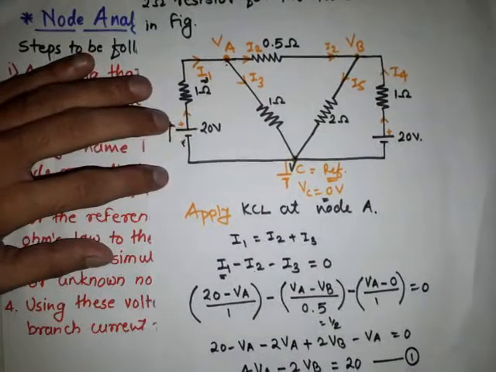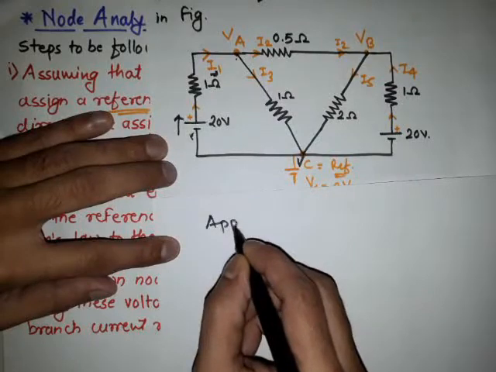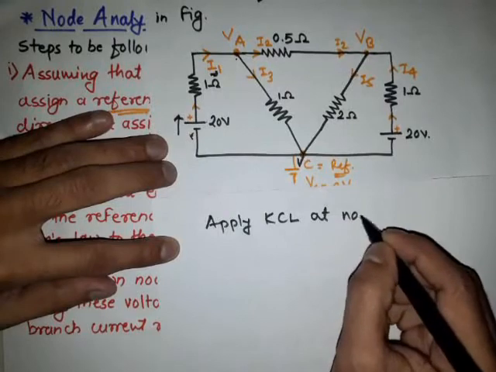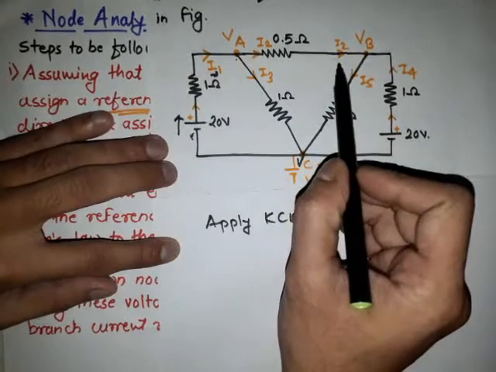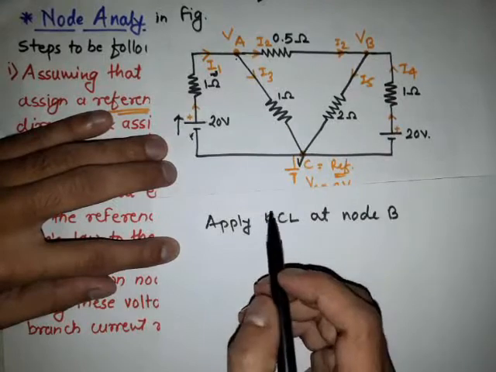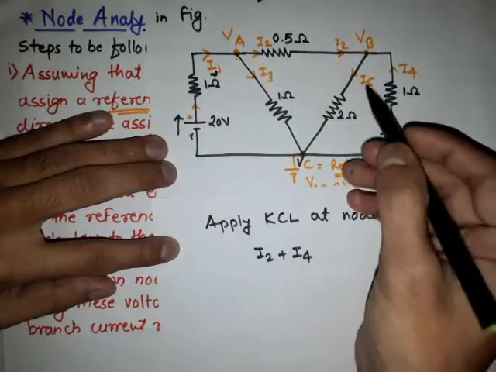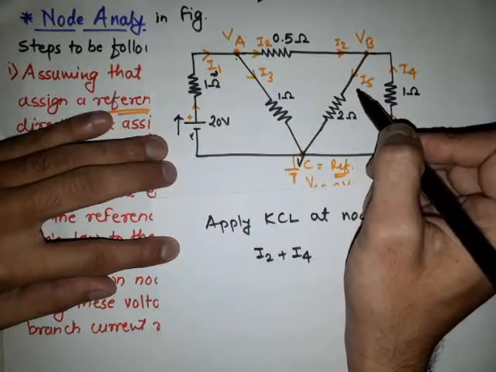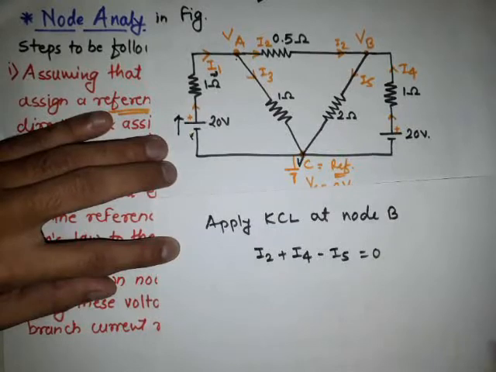So now we are going to apply KCL at node B. See here, we are considering the incoming current as positive and the outgoing current as negative. Here I2 and I4 are the incoming currents, and I5 is the outgoing current. So simply I2 plus I4 minus I5 is equal to 0.